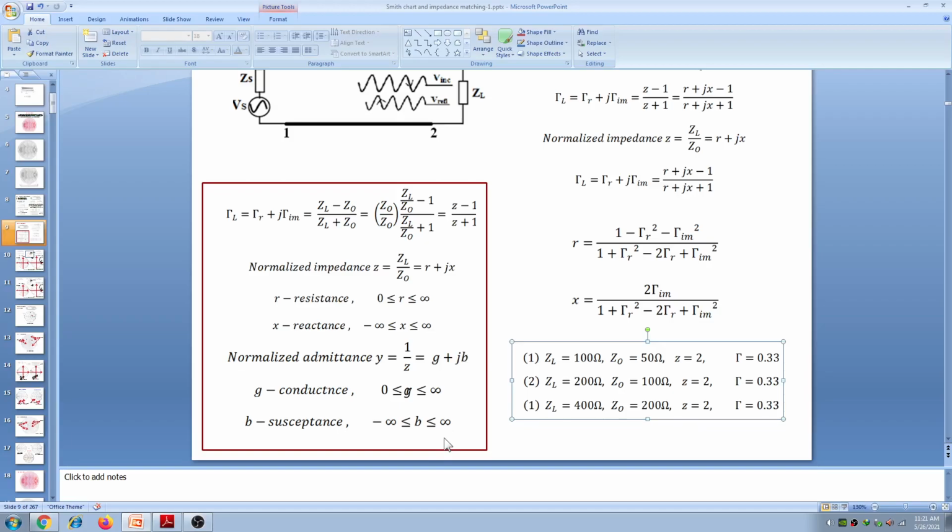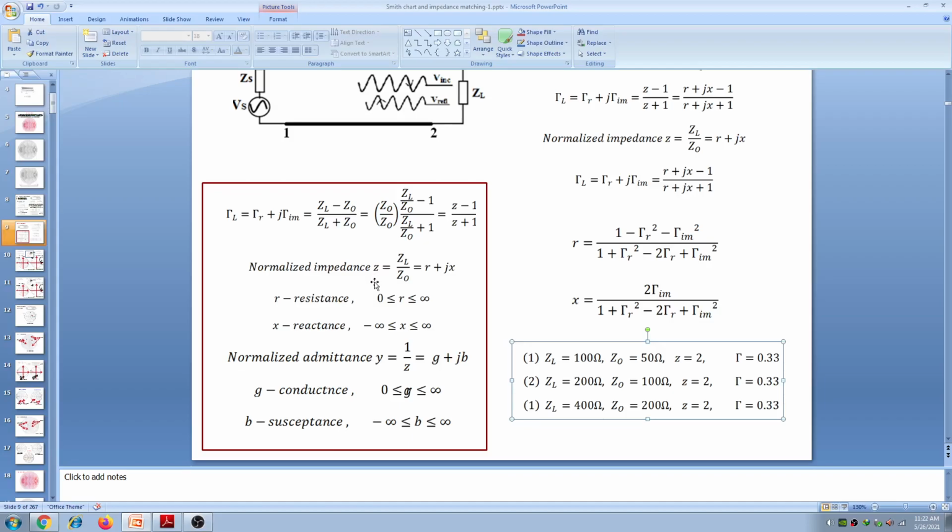Using the Smith chart you can easily find the admittance. For example, if z is given, what is the admittance? How do you do that? You have to do 1 over z, and if you go for the mathematical way it will take time. But using the Smith chart, you can easily find this. You need not do this. Using the Smith chart, you can find the equivalent admittance easily.